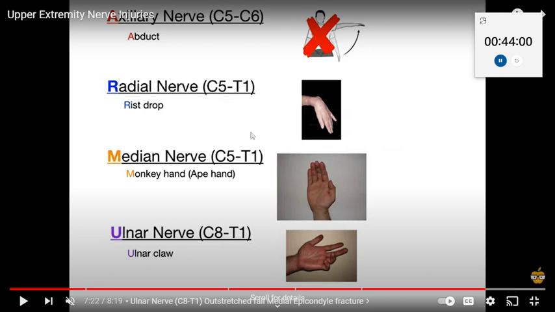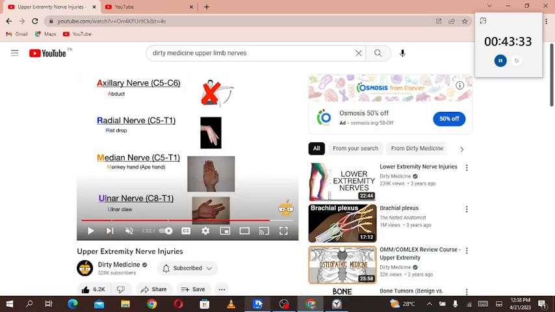Most of the time they ask you what is the name of the injury, what is the movement that has been lost, and which nerve is damaged. So these are the easy questions, but if they are up to something very big and they are going to ask you something very nasty, they will be asking the root values and stuff like that. So remember these things: axillary nerve damage will not allow you to abduct the arm, radial nerve damage will cause wrist drop, median nerve damage will cause ape hand or monkey hand, and ulnar nerve damage will lead to ulnar claw deformity. Now let's come back to the PDF.